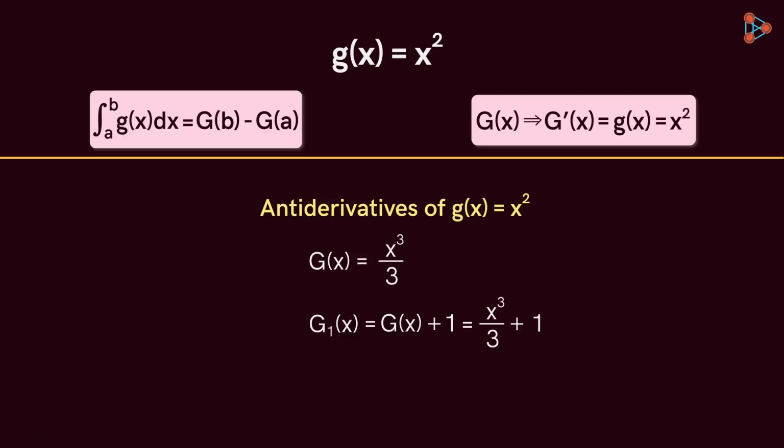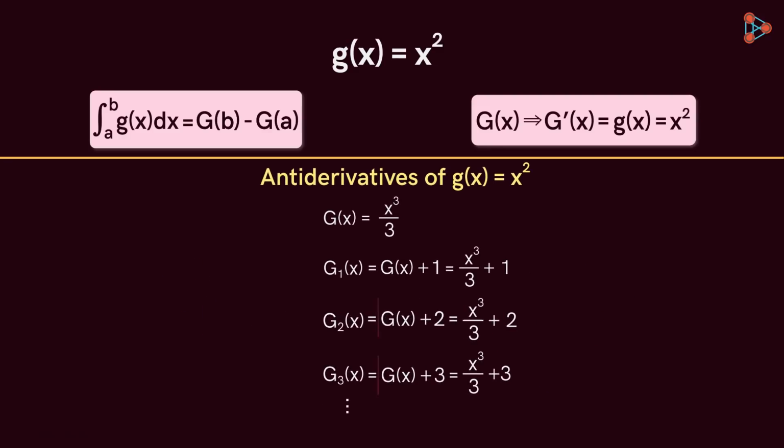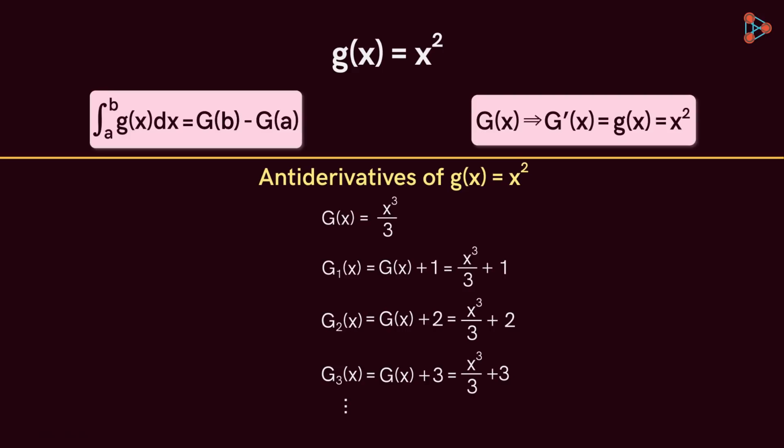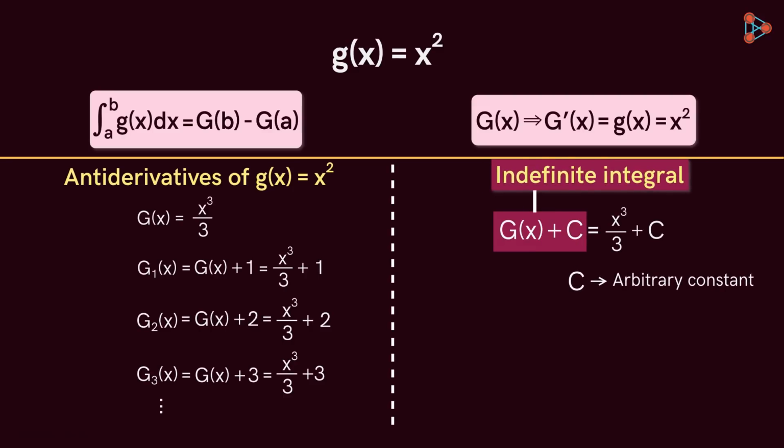Now let me ask you a question. Are there any other antiderivatives of g of x? Correct. Any function which is equal to g of x plus some constant will be the antiderivative of g of x. Now we can use any of these antiderivatives to find the integral of the function. We will always get the value of this integral to be equal to capital G of b minus capital G of a. So for this reason, we denote all these antiderivatives by one general antiderivative, capital G of x plus a constant c called the indefinite integral of g of x.